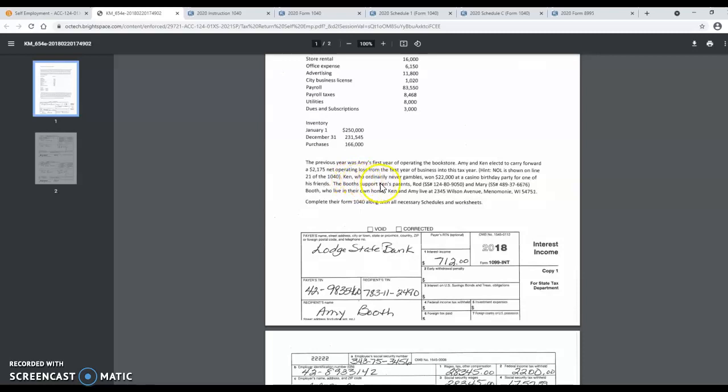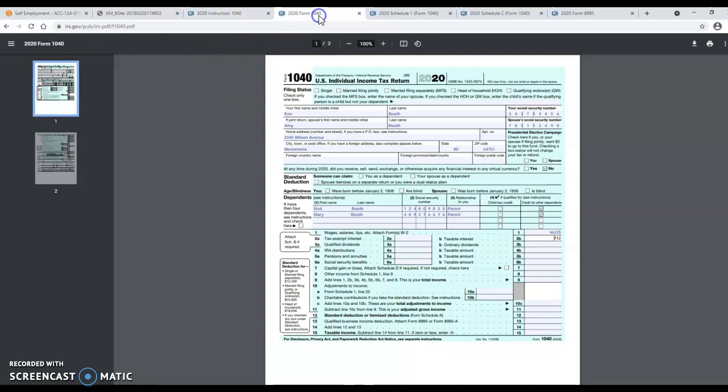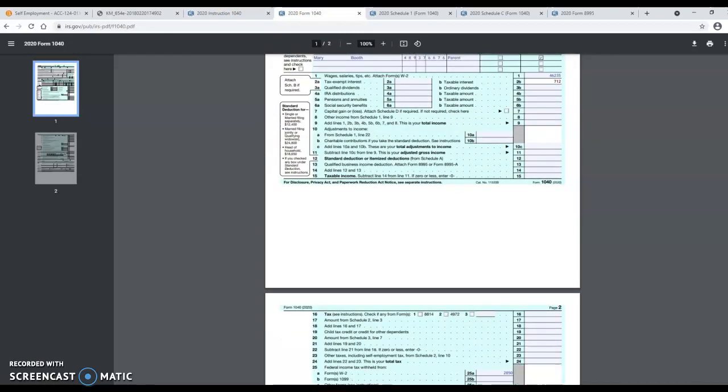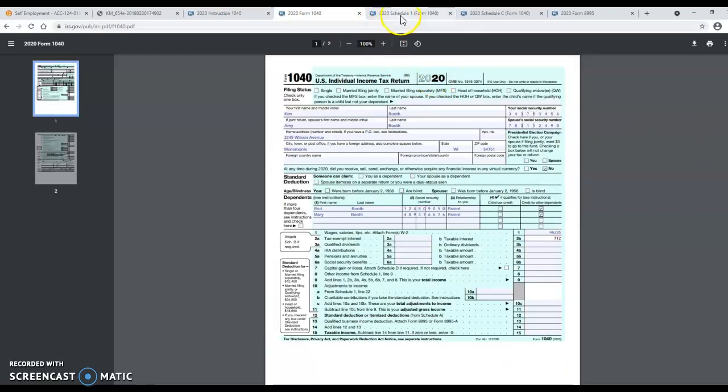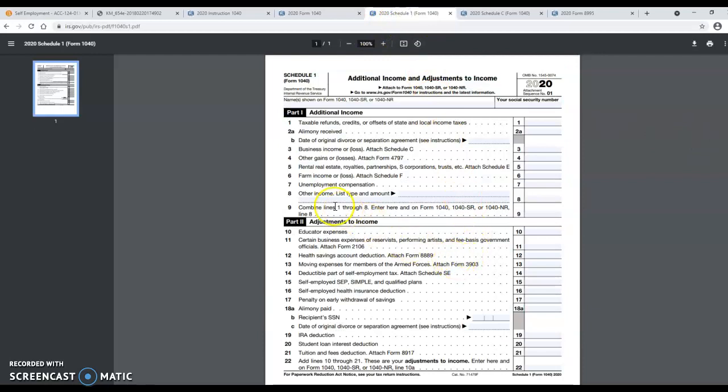And here it shows that Ken, who ordinarily never gambles, won $22,000 at a casino birthday party for one of his friends. Okay, now that would be taxable income. And so that would have to go on there, and there's no other income, so we will need to go to Schedule 1 and line 8, other income.